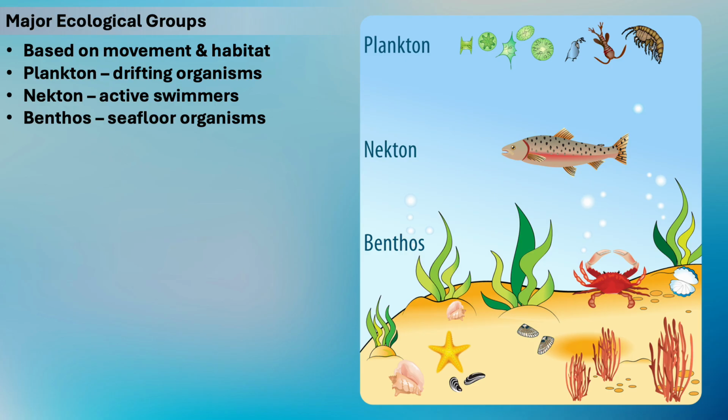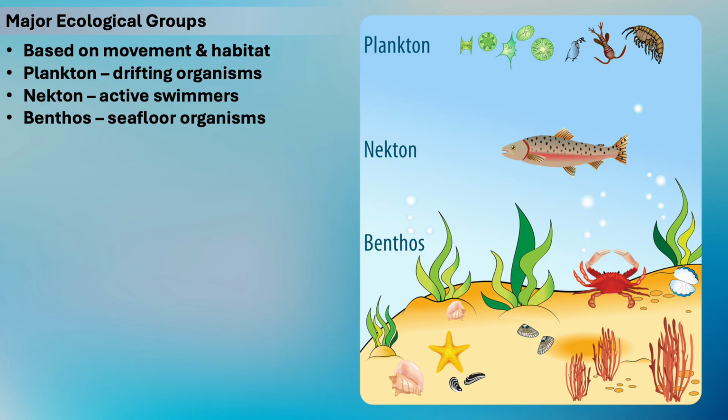The third group is benthos. Benthos are organisms that live on, within, or attached to the sea floor. Some benthic organisms are permanently attached to substrates such as rocks or coral reefs, while others burrow into sediments or crawl along the seafloor surface. The benthic environment presents very different challenges compared to life in the water column. Organisms must adapt to substrate conditions, sediment structure, and the availability of food particles settling from above.